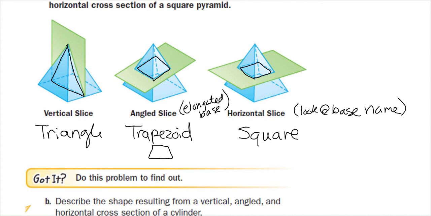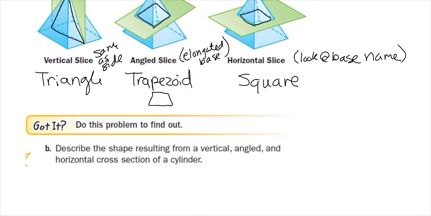Then a vertical slice is usually the same as the wall. So let's just put same as the side. Okay, so a vertical slice is the same as the side. Your angled slice is the elongated base. Elongated means like stretched out. So if I just held onto it and started pulling, what would happen? And then the horizontal slice is just going to look exactly like what the base already does. We're just basically cutting off the top end.